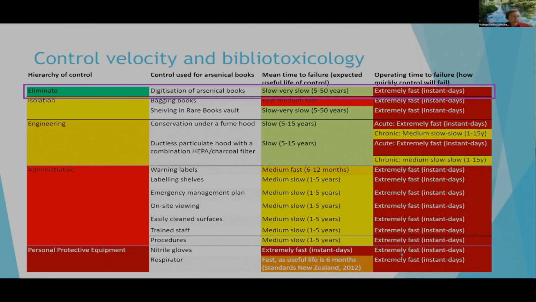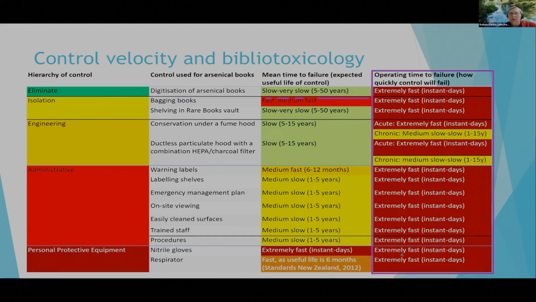Controls that separate a person from a physical book have a very long mean time to failure. Those that rely on a person to remember to do something, like following training or a written procedure, have a much shorter mean time to fail. Almost all of the controls that you've identified and put in place have a fast or extremely fast operating time to failure, which describes how fast they fail. Extremely fast, that the control can fail instantaneously.